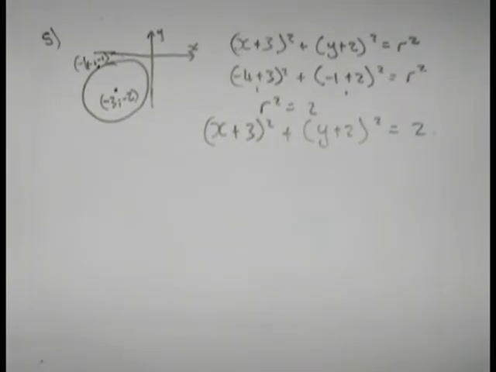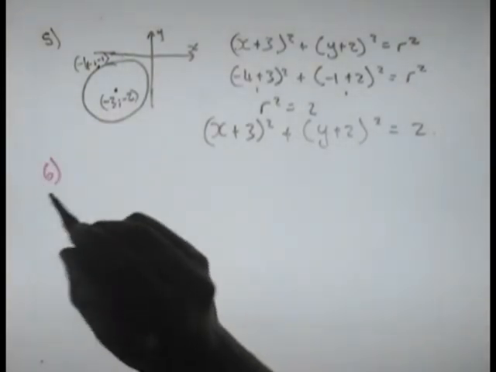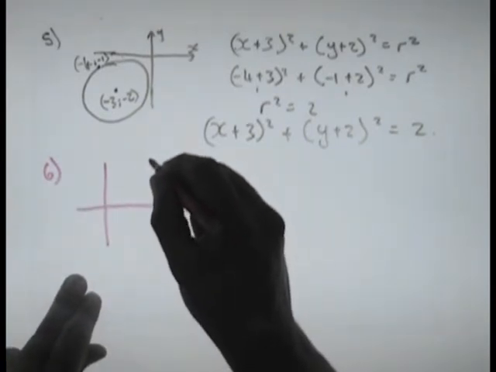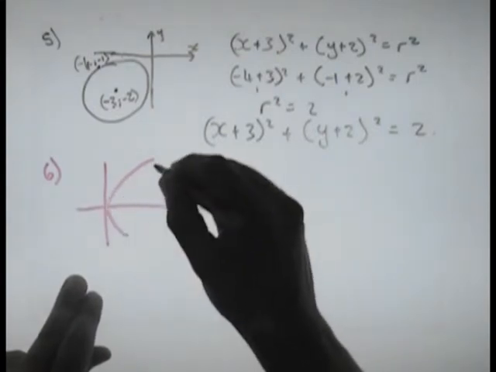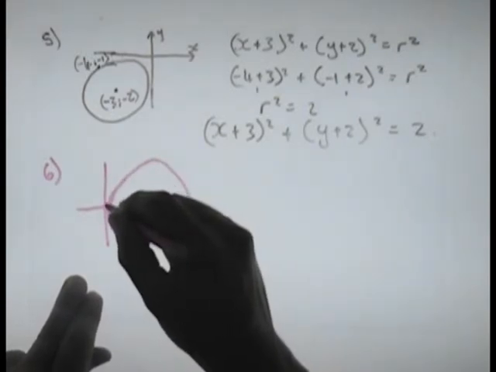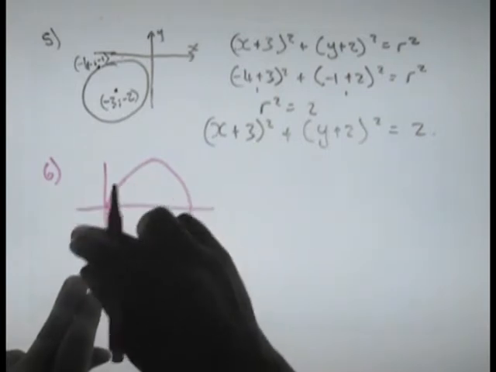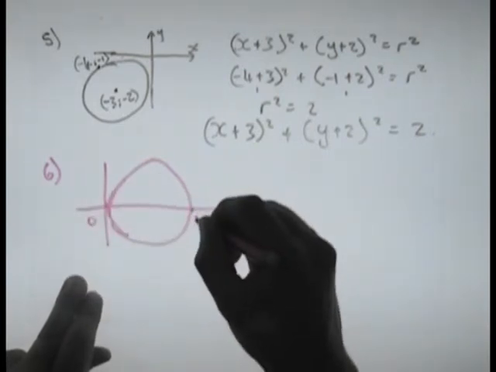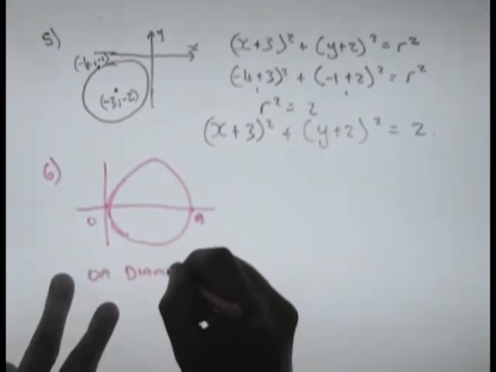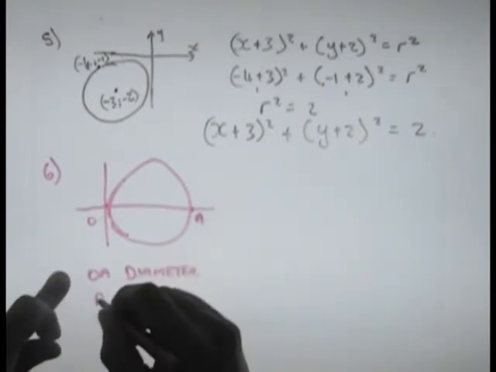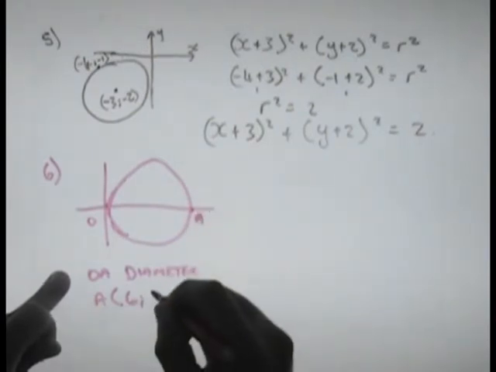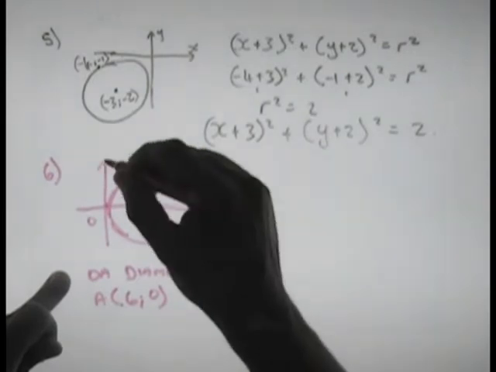Number 6 looks a bit odd. It's not that bad. It's got a circle going through the origin, or rather through point OA, and it says that OA is a diameter. Also, we are given the coordinates of A. We're told that it cuts at x is equal to 6. It's on the x-axis, which means that y is equal to 0.